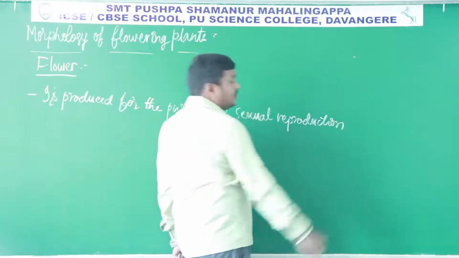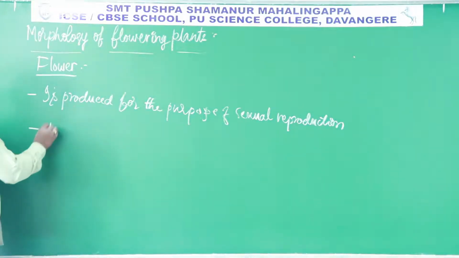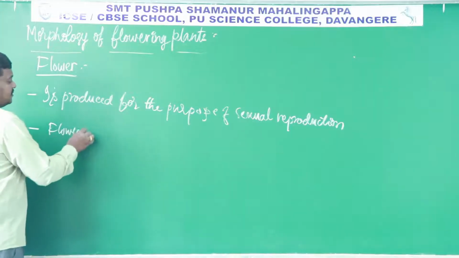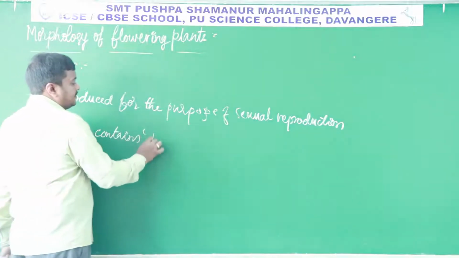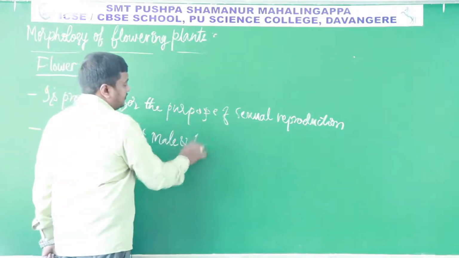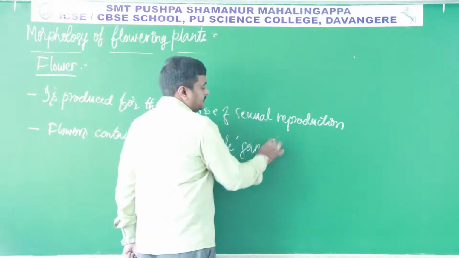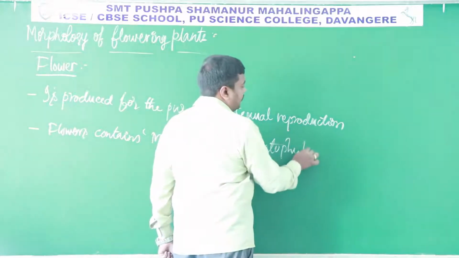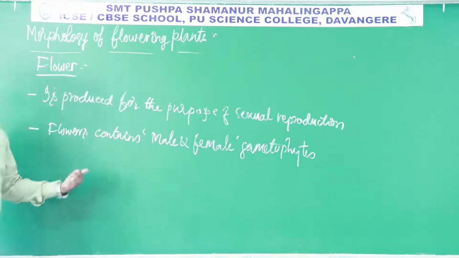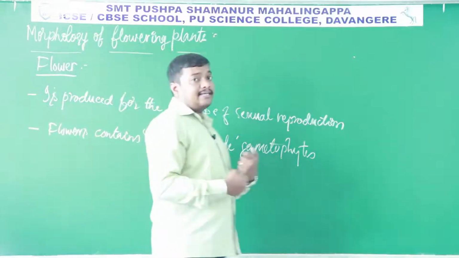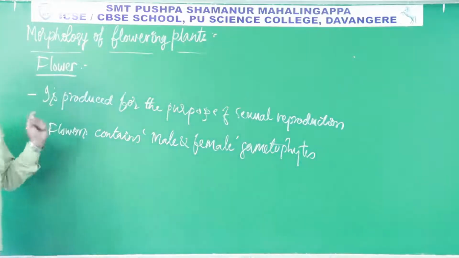So this is the structure which is meant for sexual reproduction. Okay, because these flowers contain male and female gametophytes. Male and female gametophytes are inside this flower. So because the main plant is a sporophyte, the gametophytes are produced within these flowers.